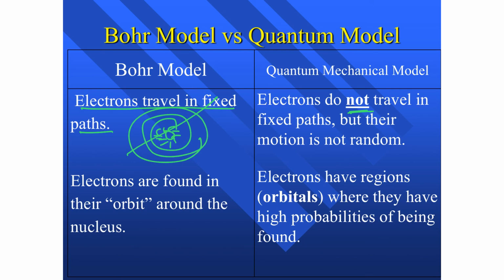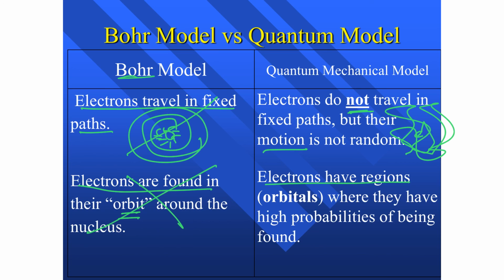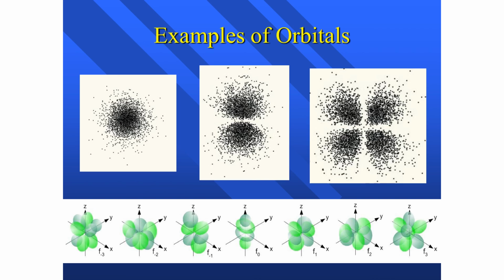Electrons do not travel in a fixed path, but their motion is random. So electrons are just kind of buzzing all over the place, okay? And so Bohr said that electrons are found in orbits around the nucleus. We know that's not true. We know that electrons are found in places called orbitals that are kind of like clouds, where the electron has a high probability of being. The electron could be anywhere because it's buzzing around all over the place, but orbitals are where the electrons probably are.